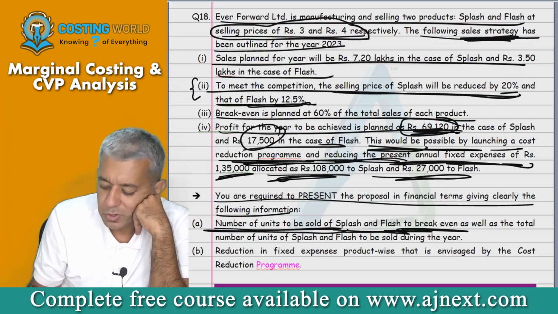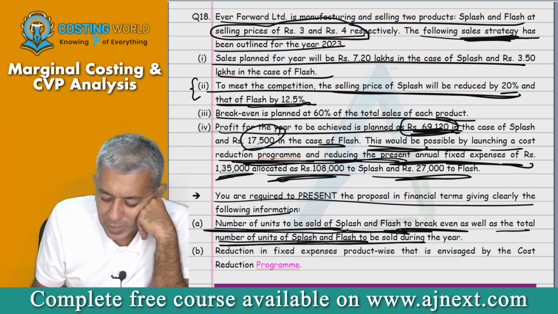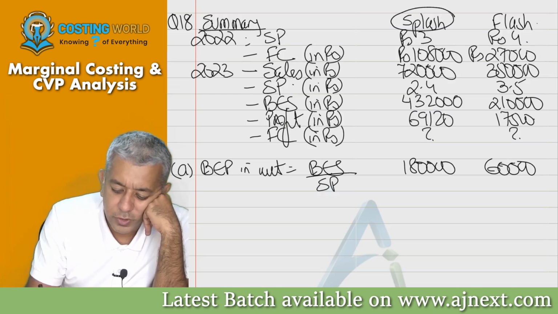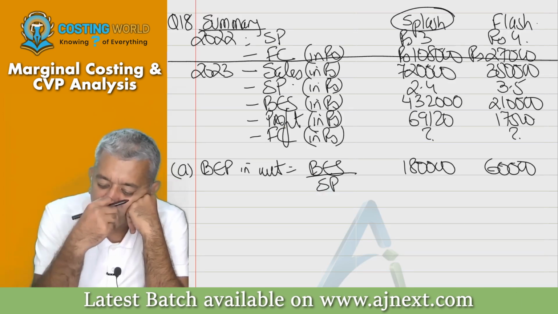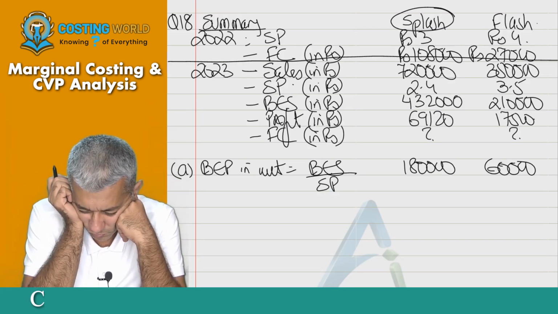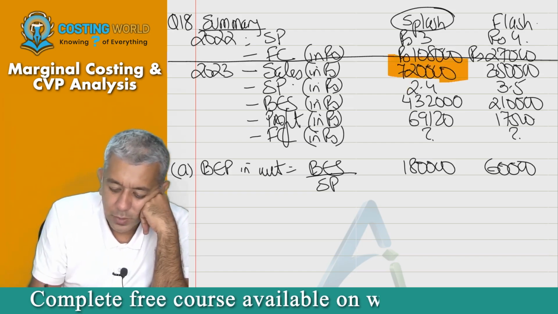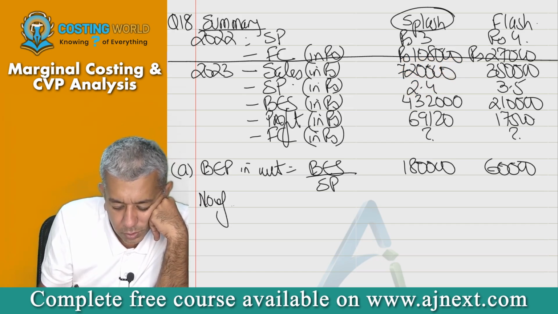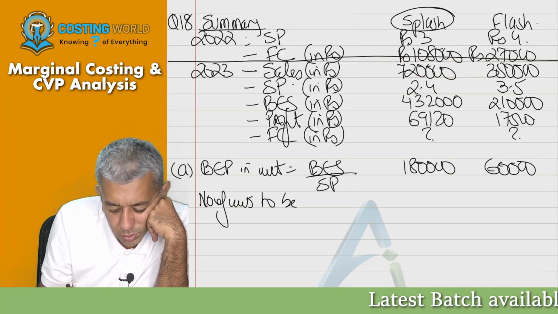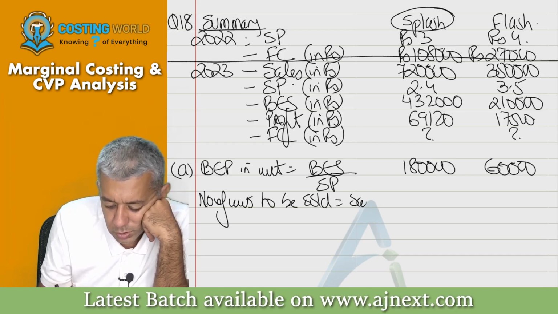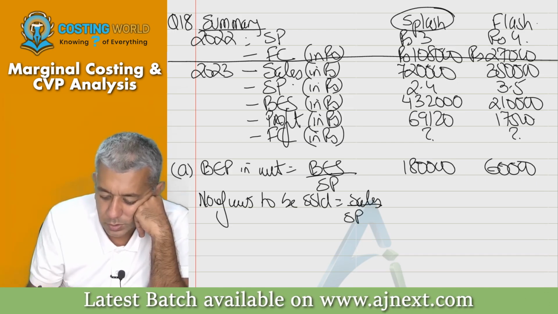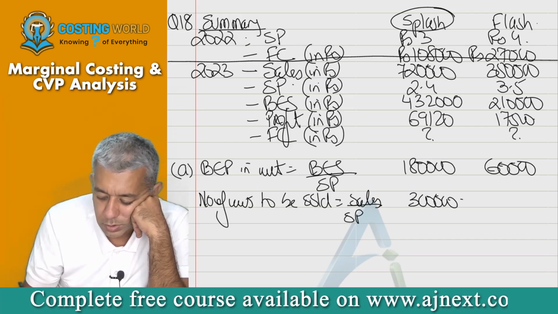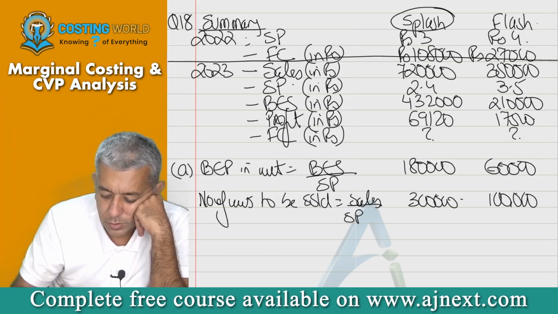There is one other part also, as well as the total number of units of Splash and Flash to be sold during the year. Tell me, total number of units of Splash to be sold in 2023 will be what upon what? 7,20,000 upon 2.4. Sales upon selling price. Number of units to be sold is equal to sales upon selling price. So 7,20,000 upon 2.4 should be 3 lakh units, and this should be 1 lakh units.